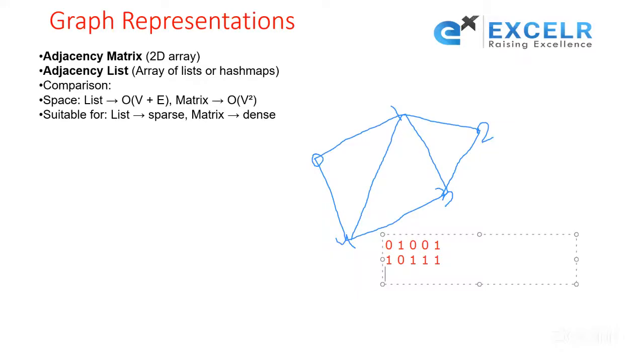And what about 2? 2 to 0 is 0, 2 to 1 is 1, 2 to 2 is also 0, 2 to 3 is 1, 2 to 4 is also 0. Similarly, you have to write for 4 and 5. I hope you got it. See, 0 to 4 is 1, 4 to 0 is 1, 4 to 1 is also 1, 4 to 2 is 0, 4 to 3 is 1.